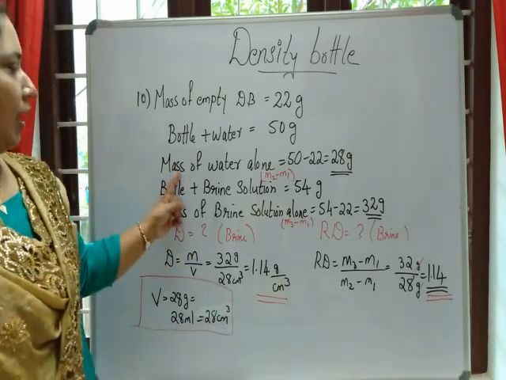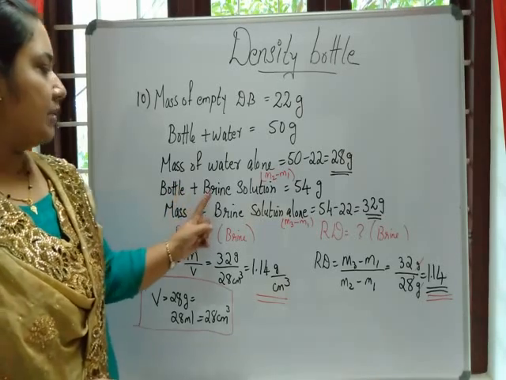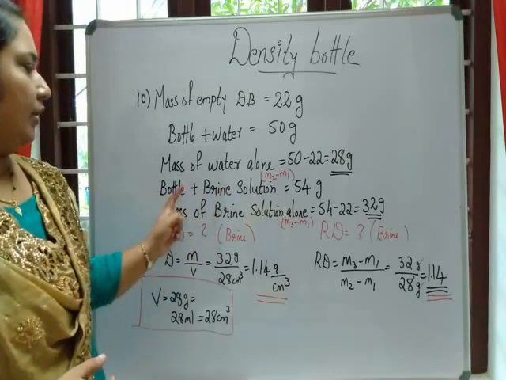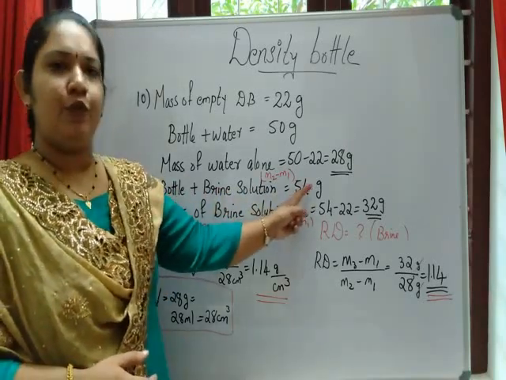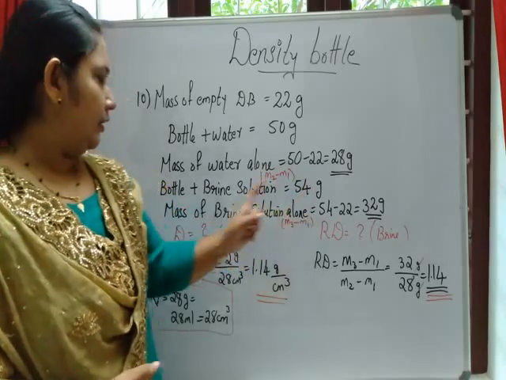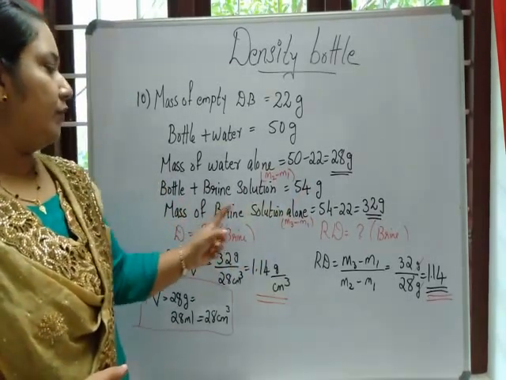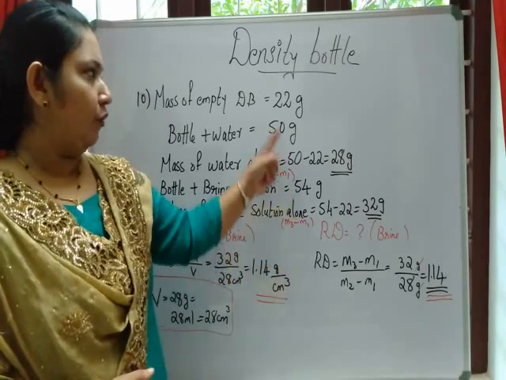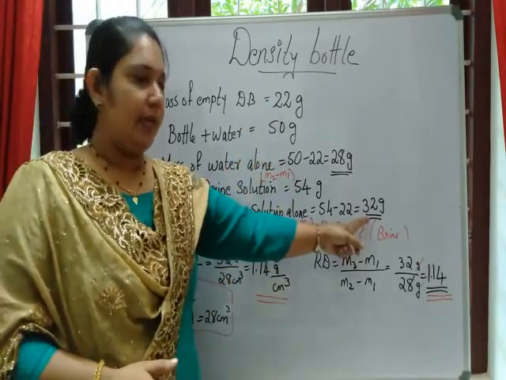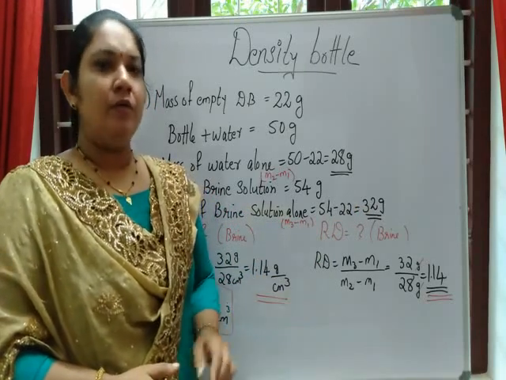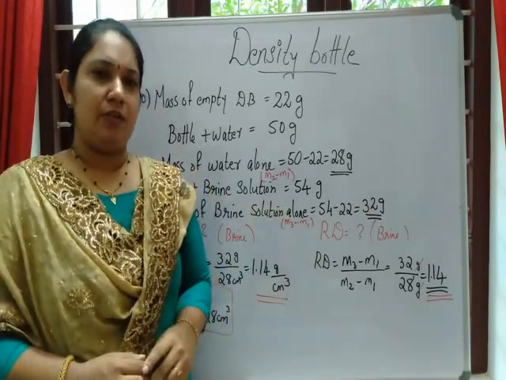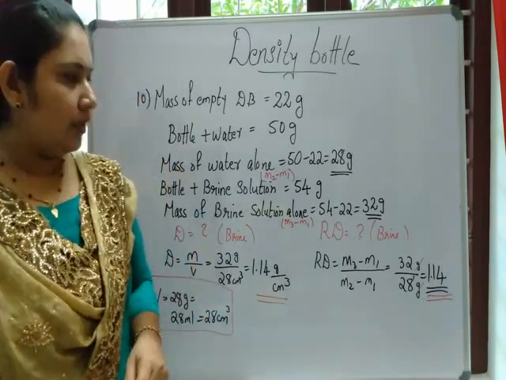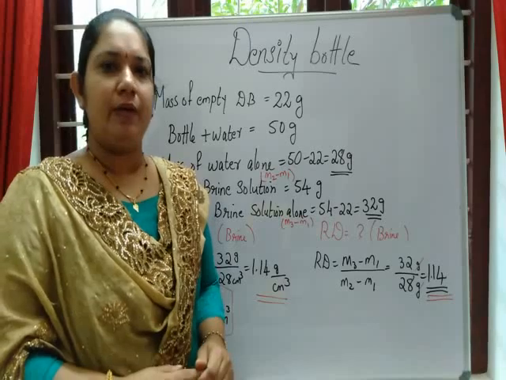Now the mass of the bottle plus Barian solution. We are taking another liquid, Barian solution. So bottle plus Barian solution is given as 54 gram. It is given in the question. You are asked to calculate the mass of the Barian solution alone. How will you calculate? M3 minus M1. 54 minus 22. You will get the answer 32 gram. Now you have two sub questions under question number 10. You have to find the density of the Barian solution and the relative density of the Barian solution.